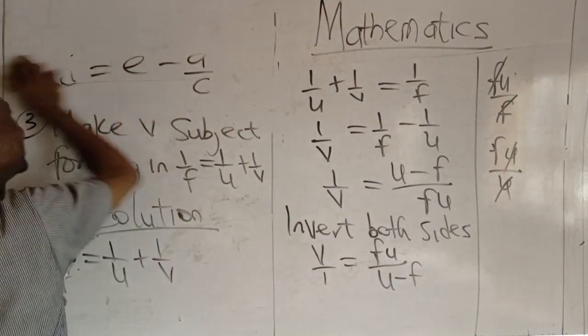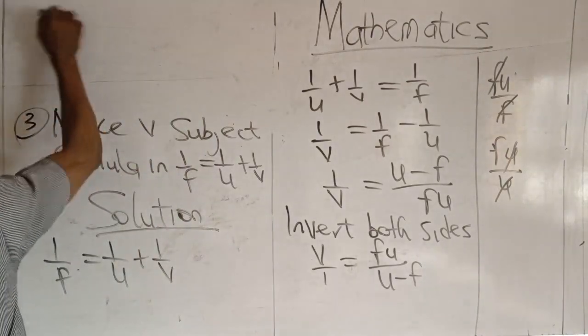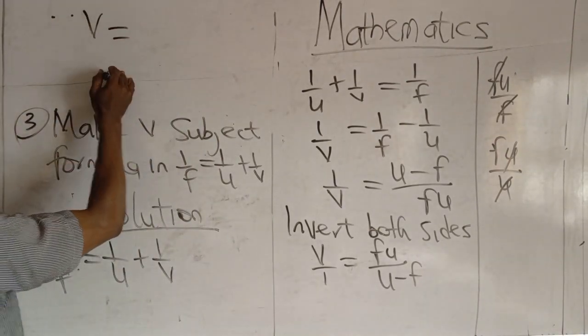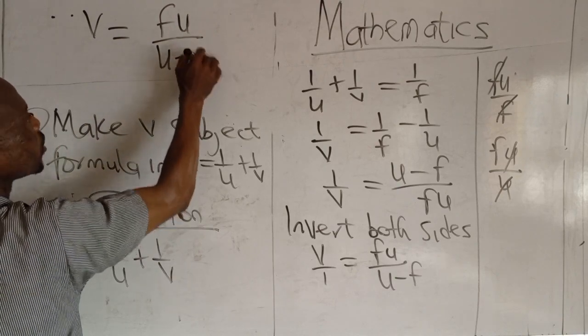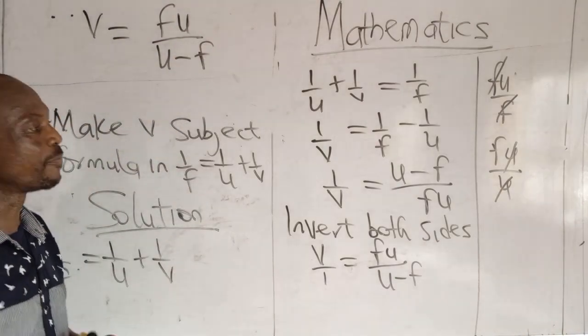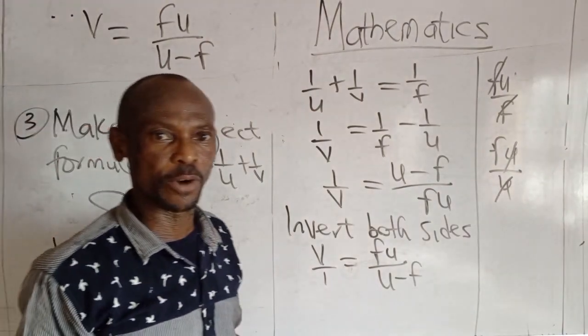So we can simply write this now as what? Therefore, V is equal to what? FU all over U minus what? F. So we have made V our subject formula.